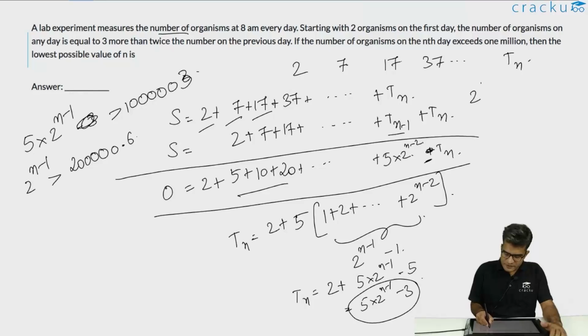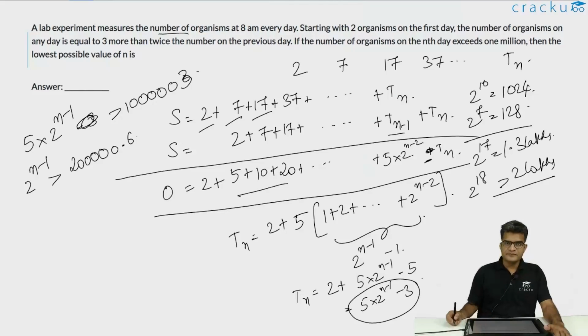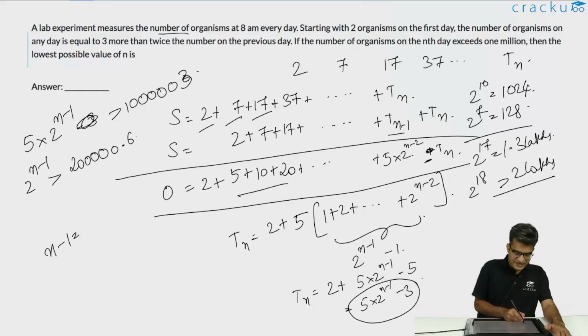We know that 2 to the power 10 is equal to 1024. 2 to the power 7 is equal to 128. So you can infer that 2 to the power 17 will be something like 1.2 or 1.3 lakhs. So 2 to the power 18 for the first time will be greater than 2 lakhs. So the value of n minus 1 will be 18 for the first time, or the value of n has to be 19. So the answer for this question is 19.